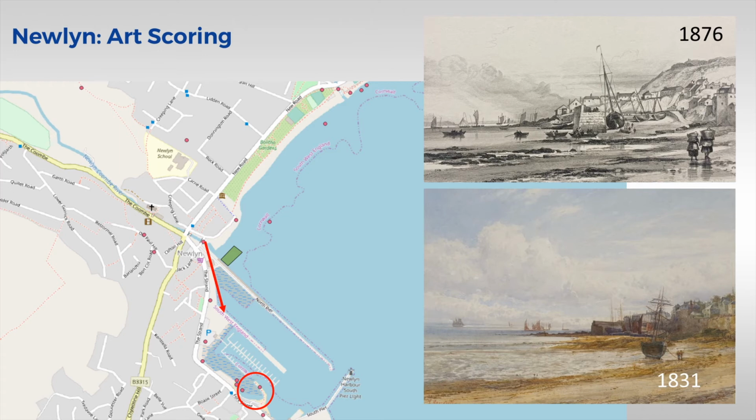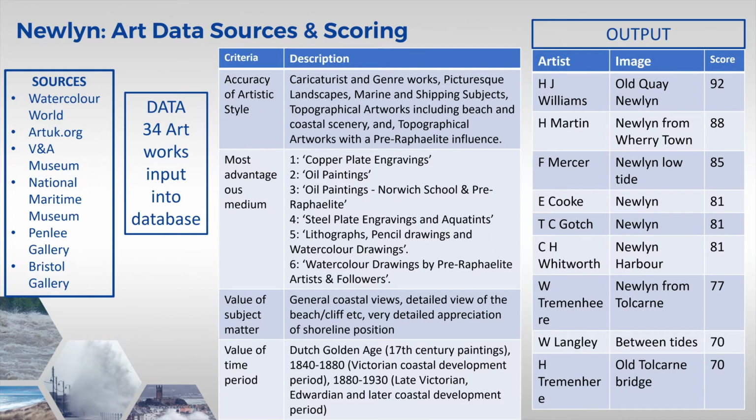When looking at art, you also have to assess the qualitative or quantitative value. Some artists or artistic schools are very accurate, and you can use the features portrayed to measure changes along any particular part of the coastline. The criteria we use when scoring art are the accuracy of the artistic style, the most advantageous medium, the value of the subject matter, and the value of the time period.